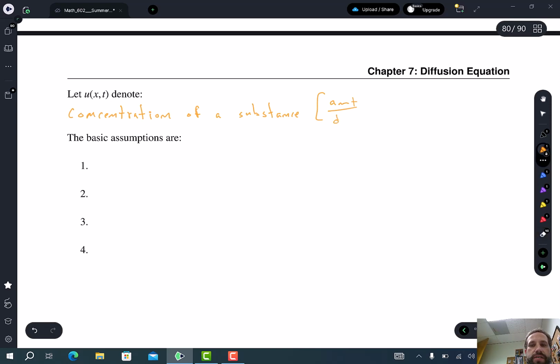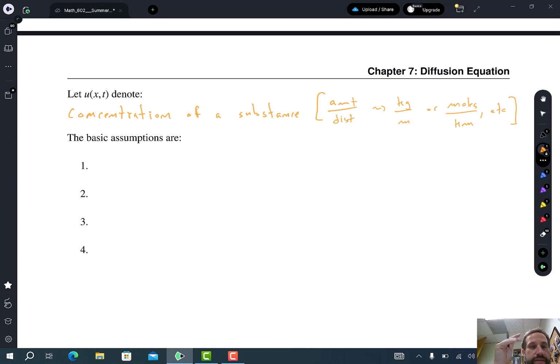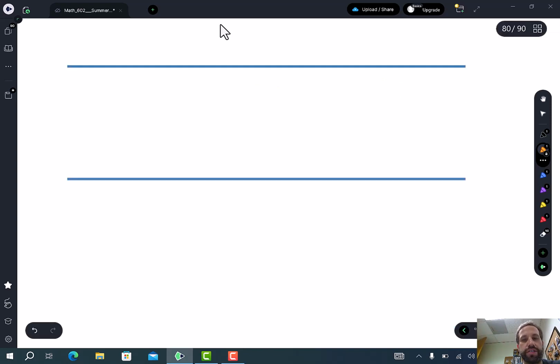So, for example, it could be something like kilograms per meter, or something like moles per kilometer or whatever. It's going to be the concentration, the length density. So the amount per distance, kilograms per meter. It's just the linear density, the linear concentration of the substance. Okay, we'll get to the basic assumptions in just a moment.